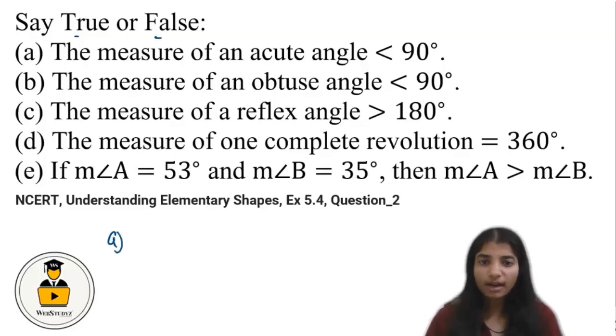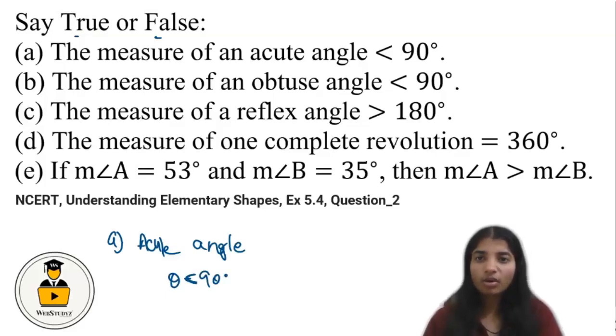So in the first part, we are given that the measure of an acute angle is less than 90 degree. So we know that acute angles are those angles whose theta is less than 90 degree. So we can say that the statement that the measure of an acute angle is less than 90 degree is true. So statement 1 is true.